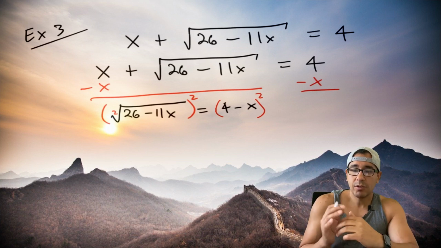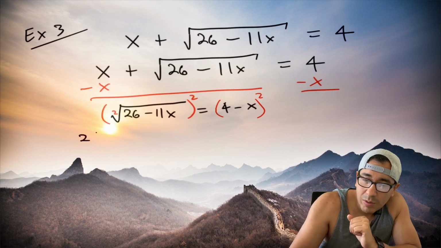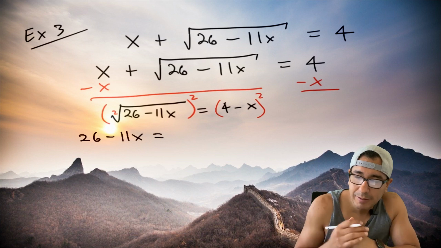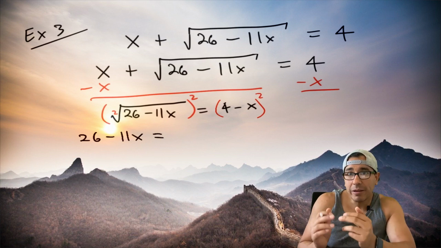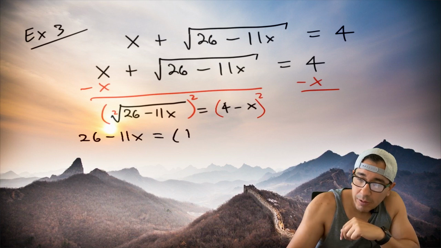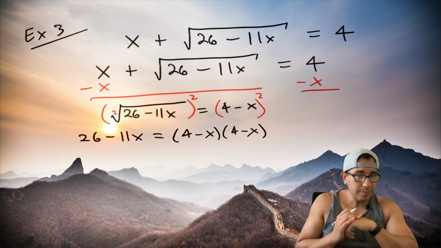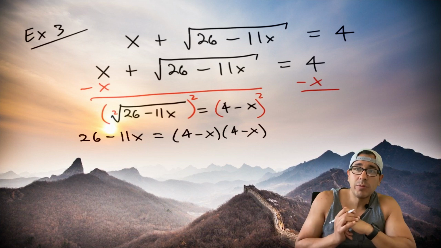We know the radicals cancel on the left-hand side, so you're left with 26 minus 11x. On the right-hand side, notice you're squaring it, so you have two copies. We're left with 4 minus x and 4 minus x. All right, so let's go ahead and distribute everything.